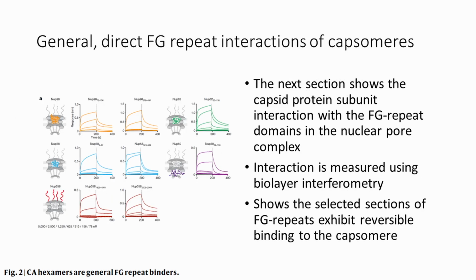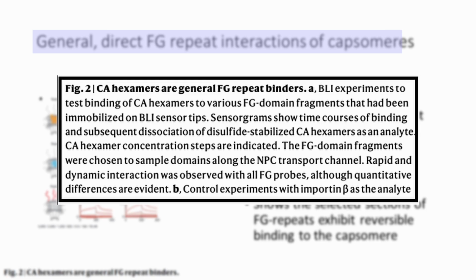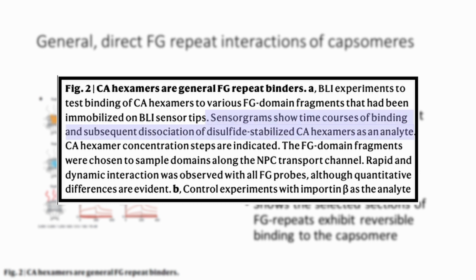Now we're moving on to the next section of the article, titled General Direct FG Repeat Interactions of Capsomeres. What the authors are looking at is the interaction between the HIV-1 capsid protein subunit, called a capsomere, and the FG repeat fragments within the nucleoporins, which they call NUPs. This experiment was designed using biolayer interferometry, which is a technique where you can directly measure how fast two species bind and release from each other.